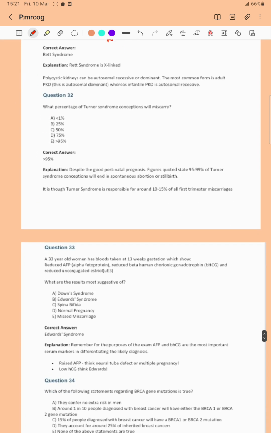What percentage of Turner syndrome conceptions will lead to miscarriage? So it is more than 95% is the answer. Let's move to the next question.